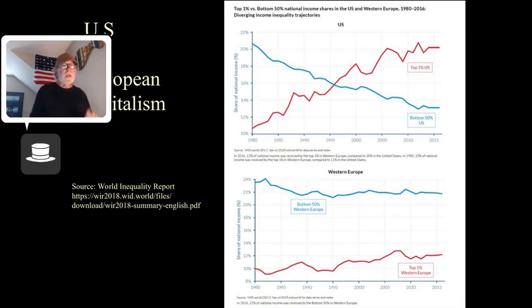So one thing you need to understand is that there are institutions that exist in the United States or in Europe that fundamentally impact the distribution of income in capitalist economies. And we have the most extreme form of neoliberalism in the United States, and therefore this chart shows you the consequences of that form of neoliberalism.